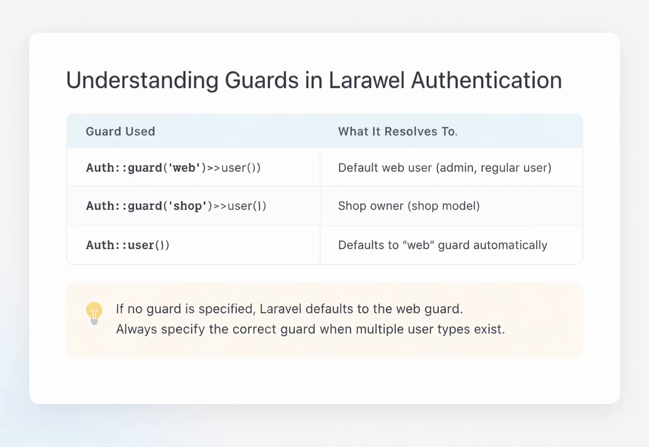It's worth pausing here to understand how Laravel guards work, because this is a concept that trips up a lot of developers. When you call auth()->user() without specifying a guard, Laravel automatically uses the web guard, which is the default. But in a multi-user system like this one, where you have both admins and shop owners, you need to be explicit. If you write auth()->guard('shop')->user(), Laravel looks at the shop provider, which maps to the shop model, not the users table. So the guard tells Laravel which authentication provider to use, and therefore which database table and model to look up. Getting this right is critical when you have multiple types of authenticated users in your application.